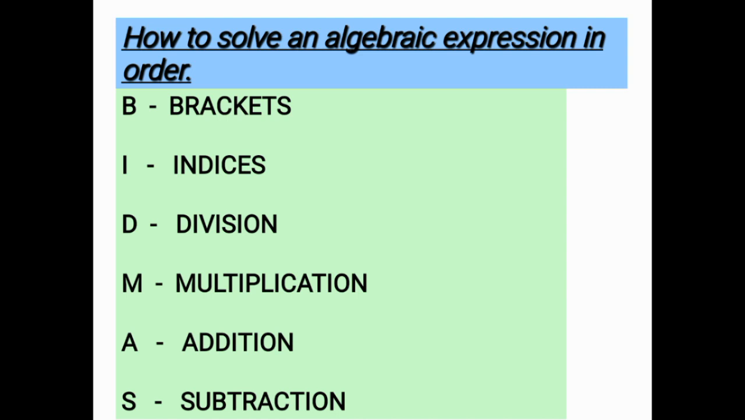Algebraic expressions consist of different terms. Whenever you simplify those expressions, you need to do it in the given order. First you solve the brackets, then simplify the indices, then division and multiplication followed by addition, then subtraction. I'll be covering a few examples later on.